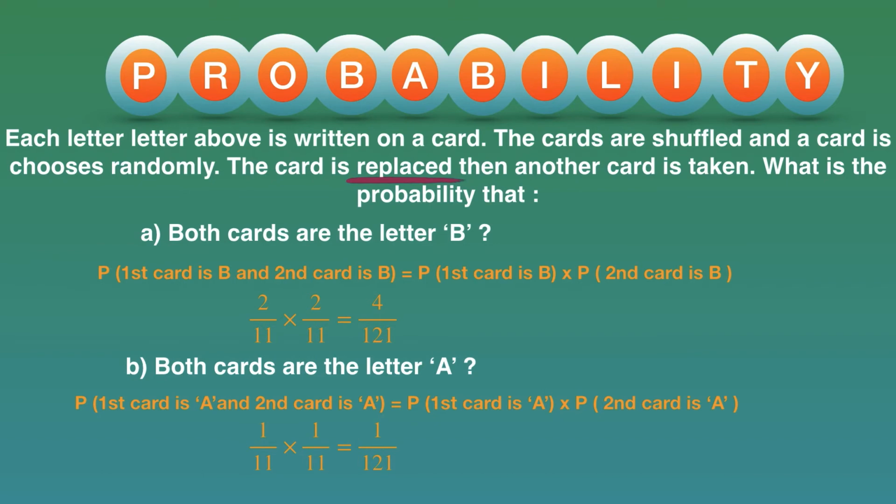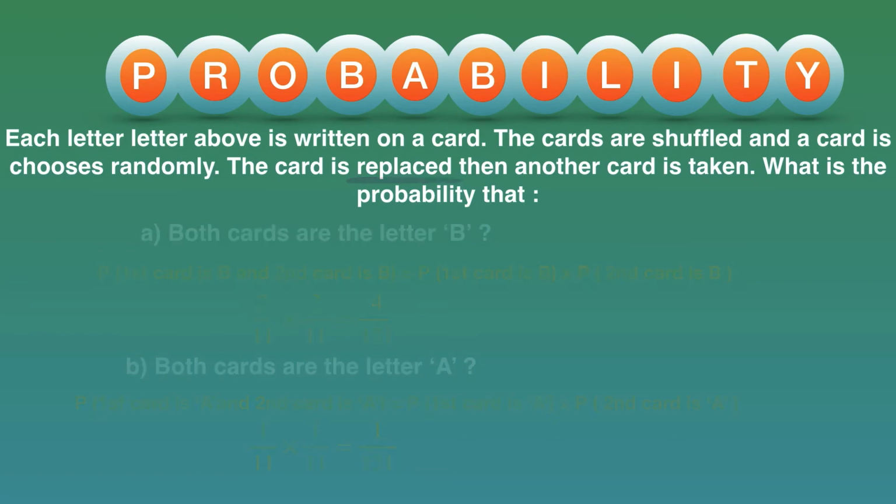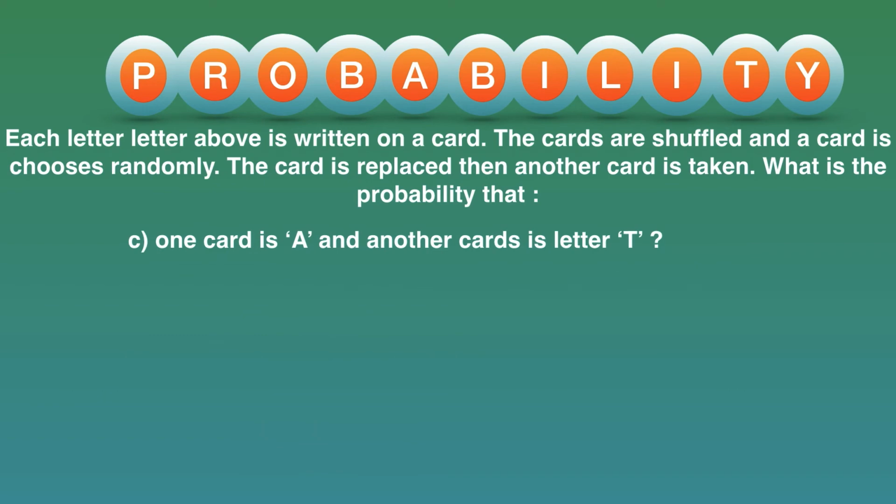In order to get 2 letter A's, we need to find the probability that the first card is letter A and the second card is letter A. So these two are independent events, so we multiply the probability of the first card being letter A with the probability of the second card being letter A. Since the card is being replaced, this is 1 over 11 times 1 over 11, which gives us 1 over 121.